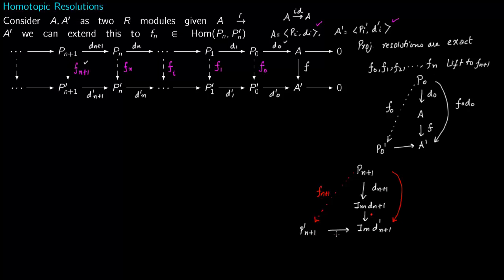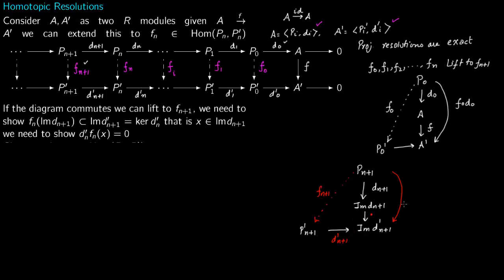Yeah, so these maps are natural. This is d prime n plus 1, so you go to the image of d prime n plus 1; this is dn plus 1, you go to the image of dn plus 1. If this map exists, so you have a map from the image of dn plus 1 to the image of d prime n plus 1, then you are able to lift to fn plus 1, because pn plus 1 is a projective module. So this is the only thing we have to show, this existence here.